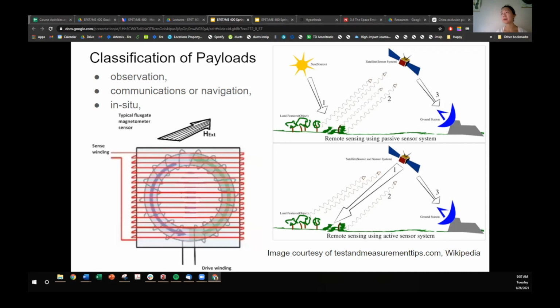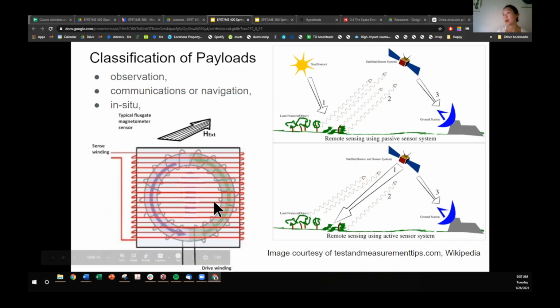And then finally, I'll talk about in situ. In situ payloads measure signals in the environment directly that cannot be remotely sensed, like magnetic fields, gravity, or sample collection. The sensor necessitates being in the probed environment to be able to capture the subject data.